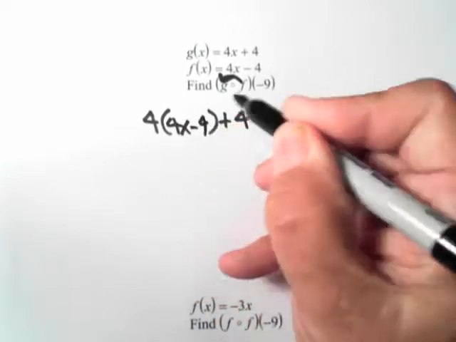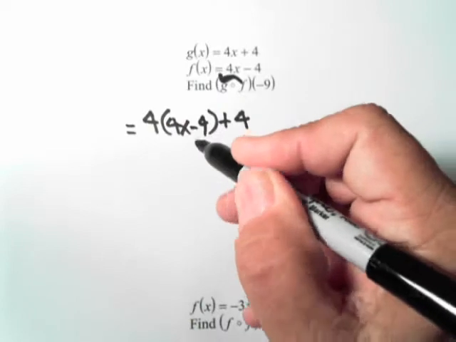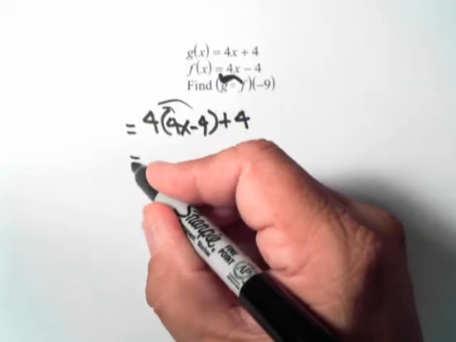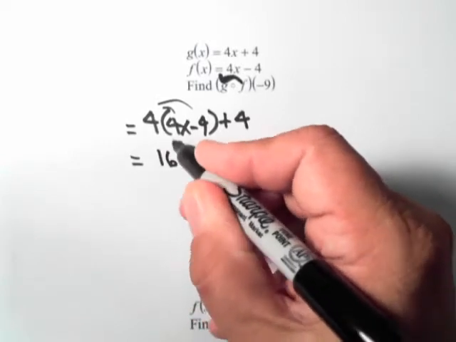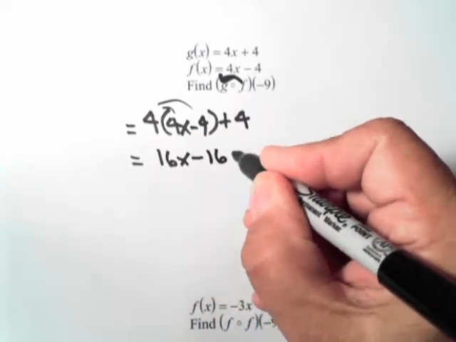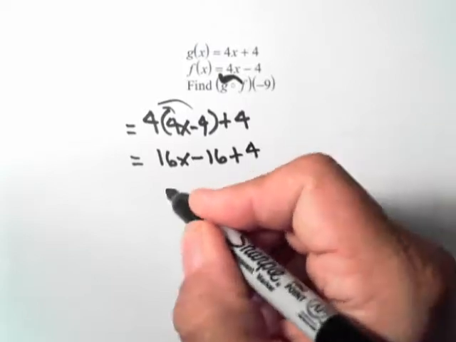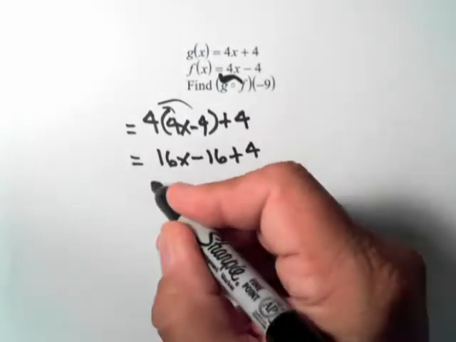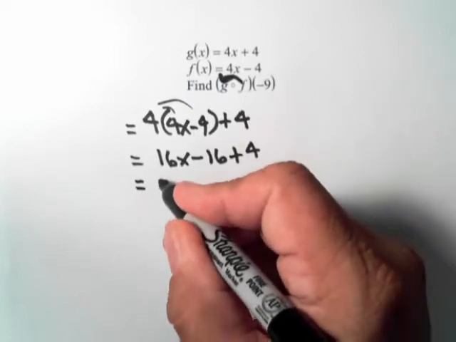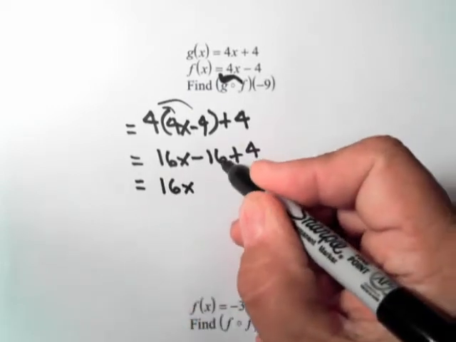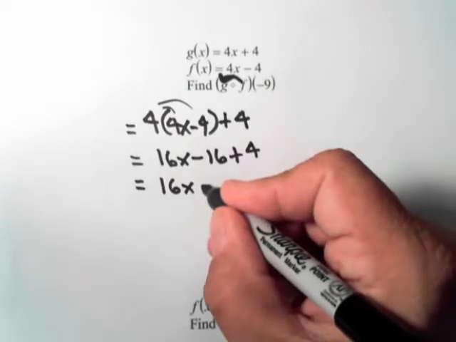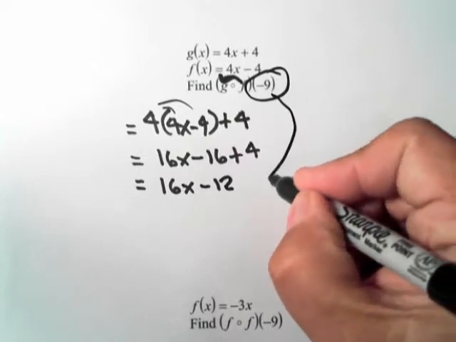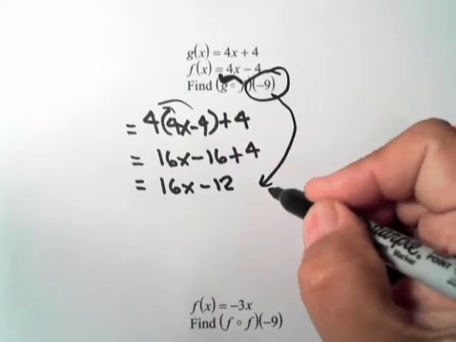Okay, well, there that is. Okay, now let's distribute the 4 in here. I get 4 times 4, 16x minus 16 plus 4. Okay, so let's clean this up. I've got 16x minus 16 plus 4 would be minus 12. Now, remember, we want to find this value for negative 9.